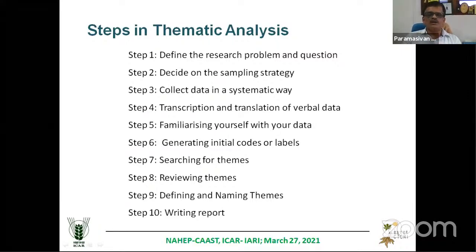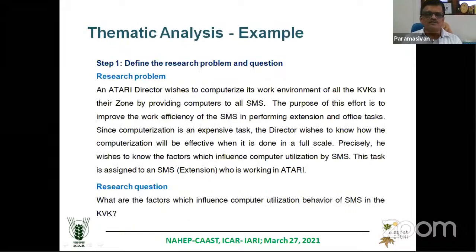So here is one example which I used to give in all training programs. The Atari director wished to computerize the work environment of all the KVKs in the zone by providing computers to all the SMS individually. The purpose of this effort is to improve the work efficiency of the SMS in performing extension and other office tasks. Since computerization is an expensive task, the director wishes to know how much of the computerization will be effective when it is done on a full scale.